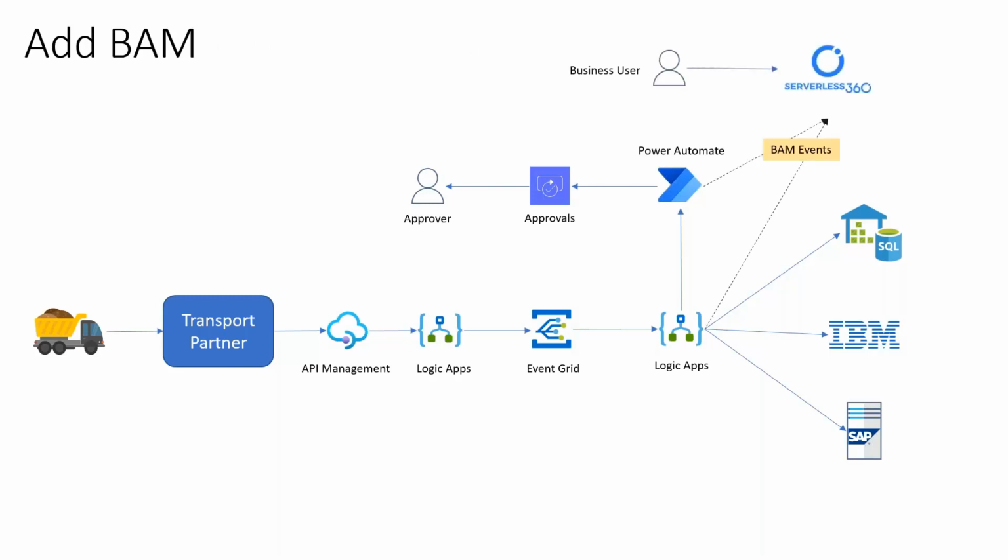So if we put BAM in again, what's interesting this time is, in addition to events from a logic app, I can also send events from Power Automate, and we send them to BAM, and we create that simplified, business-friendly representation of a much more complicated implementation, and we can start seeing what's going on without having to be an expert in the technologies that implement that transaction.